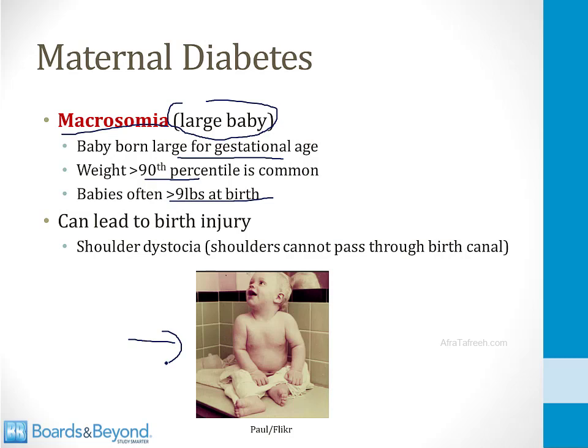And because these babies are so large, this can potentially lead to birth injury during delivery. Sometimes the babies suffer what is known as shoulder dystocia. This is where the shoulders cannot pass through the birth canal. It can be difficult to get the baby out, and sometimes an emergent C-section is required.